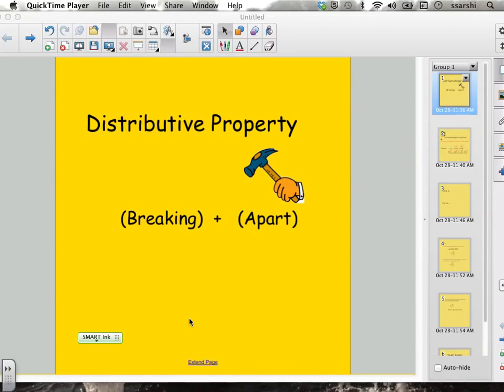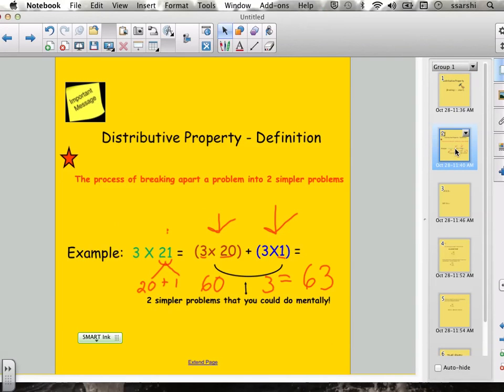Today's lesson is on using the distributive property. When we say distributive property, I want you to think about breaking apart numbers, taking the hammer to break apart the numbers. So, important to take down a definition. The distributive property is the process of breaking apart a problem into two simpler problems.